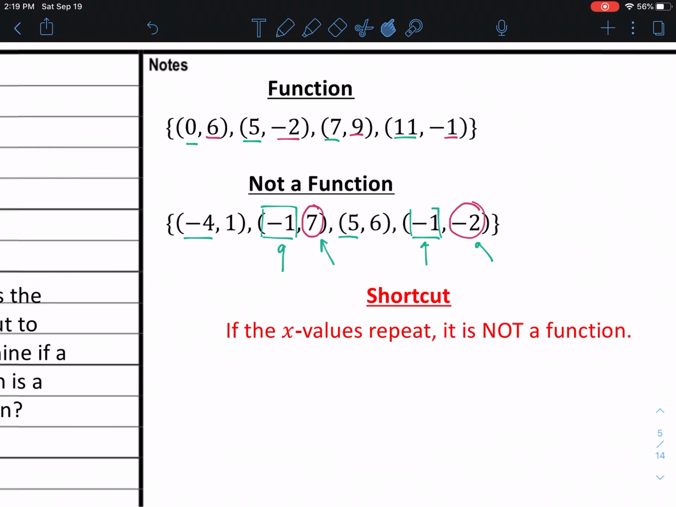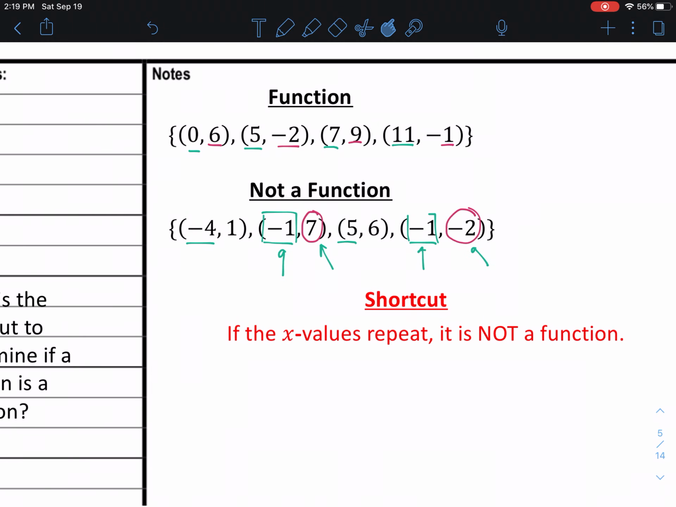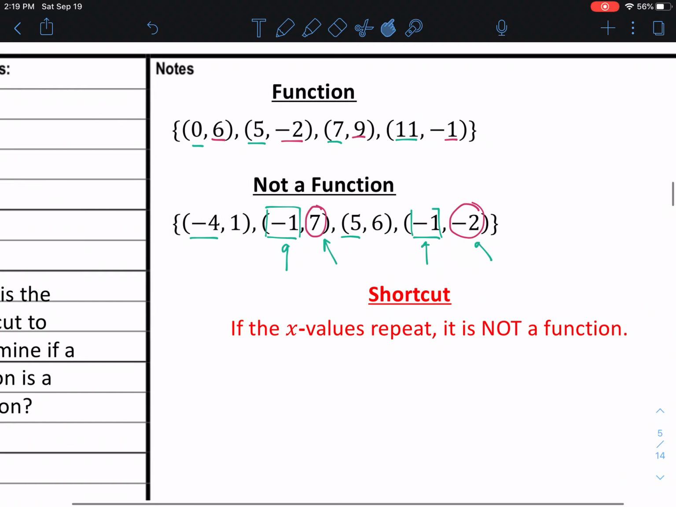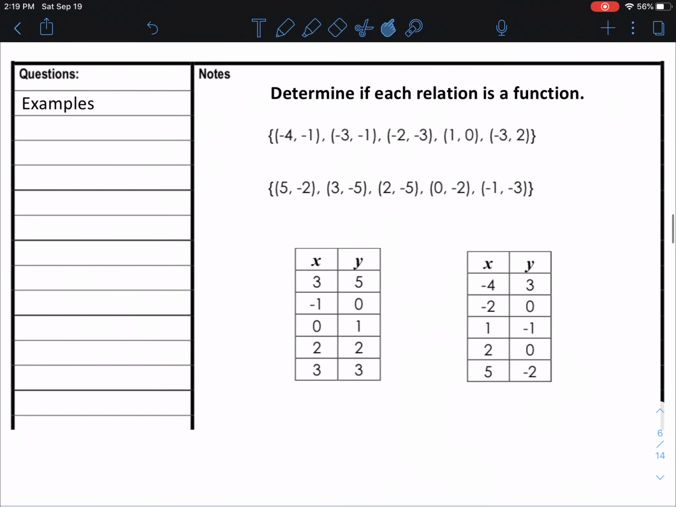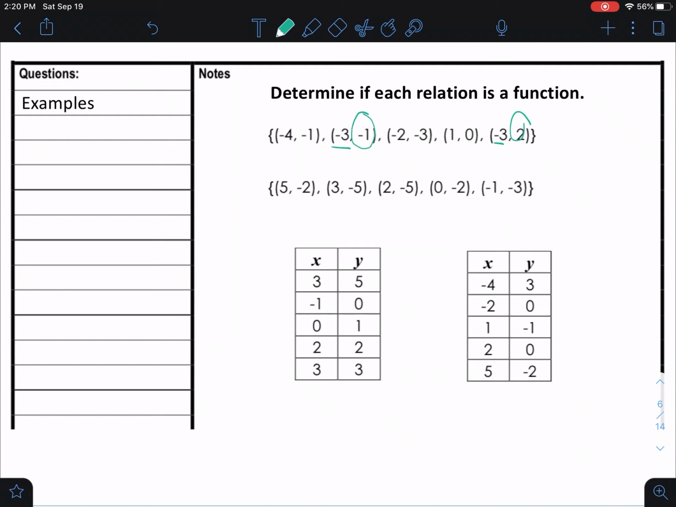Another way to look at this when you're evaluating a table or just a set of ordered pairs is if the x values repeat, it's not a function. So that's kind of a shortcut to look at it. So, okay, let's look at these right here and see if we can figure out if they're functions or not. Okay, this first one is, if we just take a look at our x's, we have -4, -3, -2, 1, and -3. And we notice that -3 goes to two different y values, so this is no.